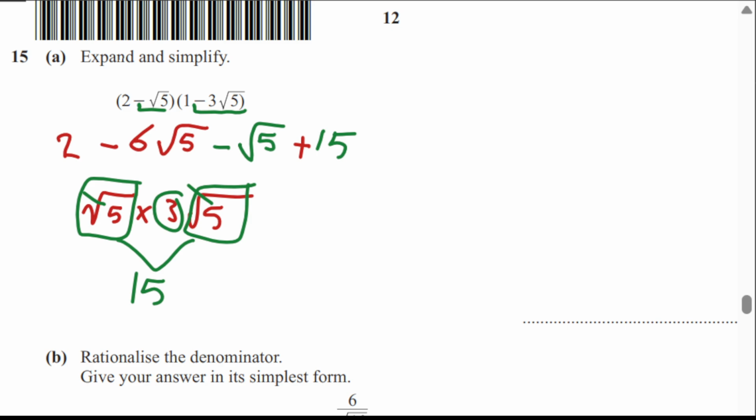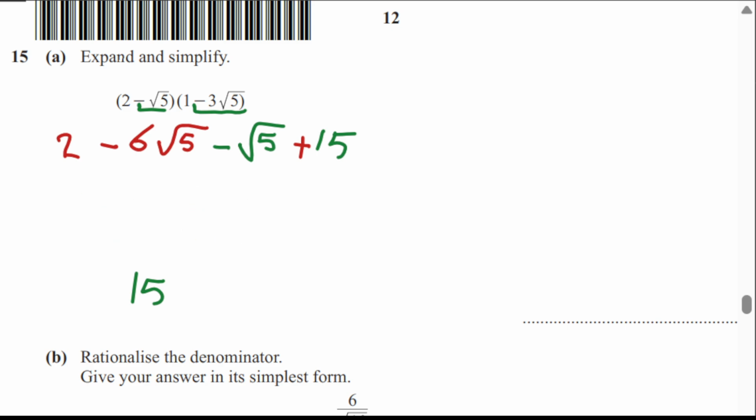Did you get that? So from now on, if you have root 9 times root 9 is just 9. Root 100 times root 100 is 100. Okay. Now let's combine like terms. Let's make it look nice. So this is equals to 2 and 15 look alike, so it's 17. And then minus 6 root 5 minus root 5 is minus 7 root 5.